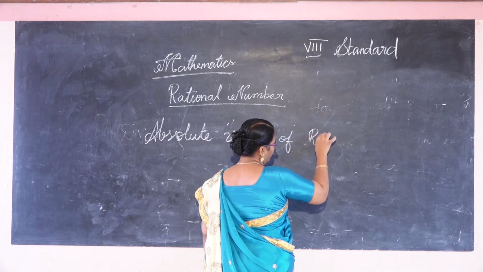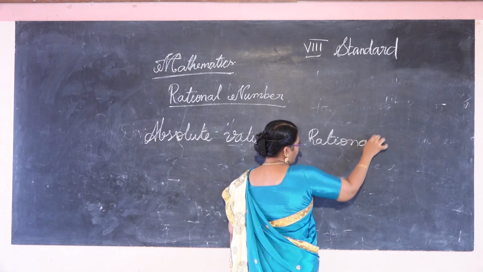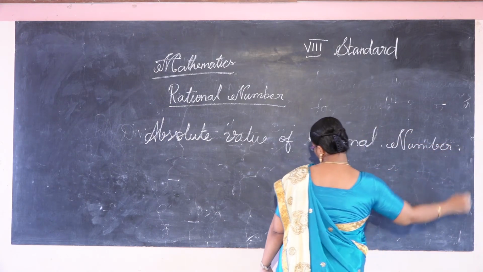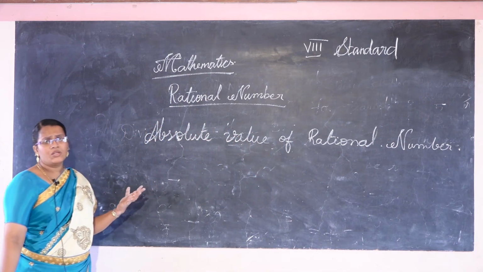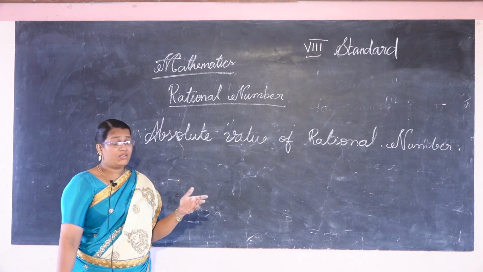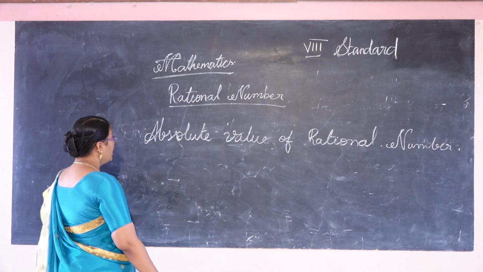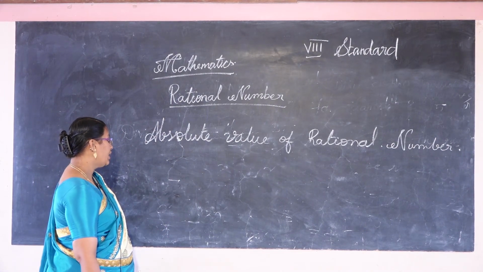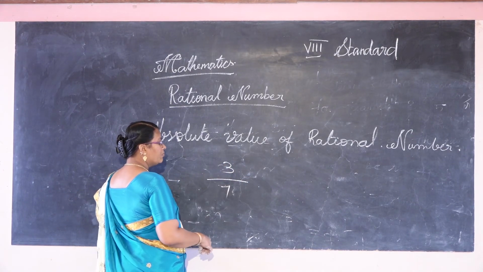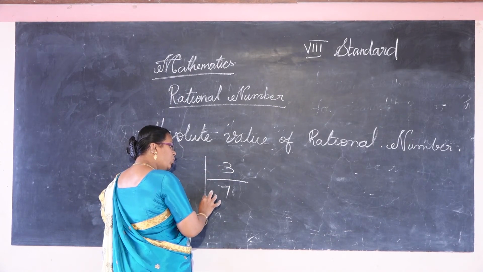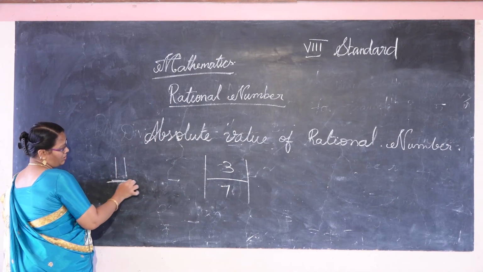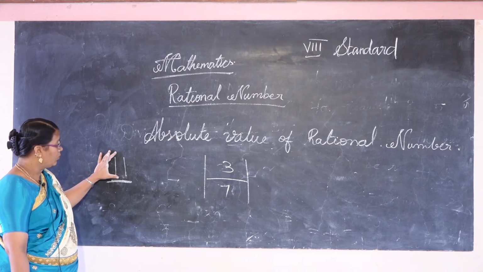The absolute value of a rational number uses the same method. Why do we use the absolute value? In distance we cannot write values less than 0 or negative values. At that time you use the absolute value. The absolute value of a rational number, say 3 by 7, is denoted by the modulus symbol. Yes, this symbol stands for modulus of.